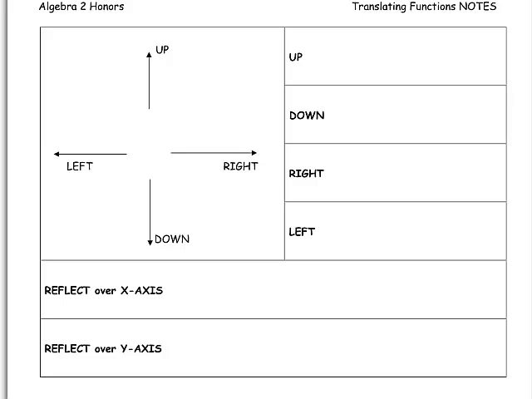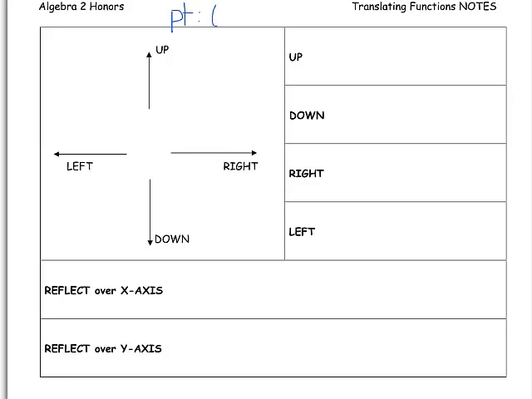Today we're going to talk about translating points as well as translating functions. So now we're going to talk about 6 main translations. So we're going to take a look at taking a function and shifting it up, down, left, right, and also some reflections. So let's first start off with taking a point and translating it.